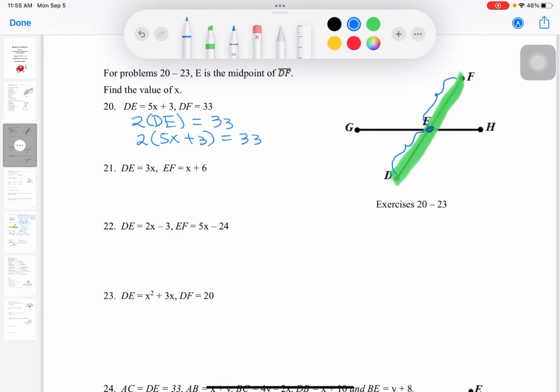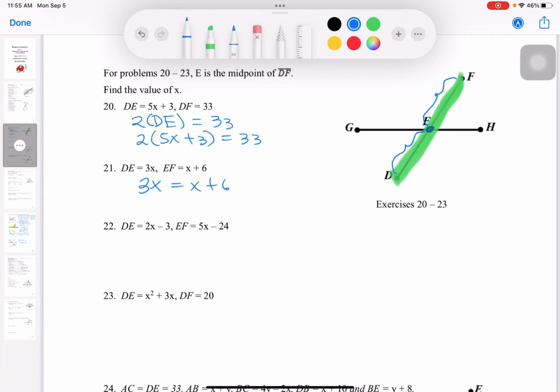For 21, DE is equal to 3x and EF is equal to x plus 6. Since DE is equal to EF, since E is the midpoint of DF, we write 3x is equal to x plus 6. This is a simple linear equation where variables are on both sides of the equation. So you go ahead and find the value of x.